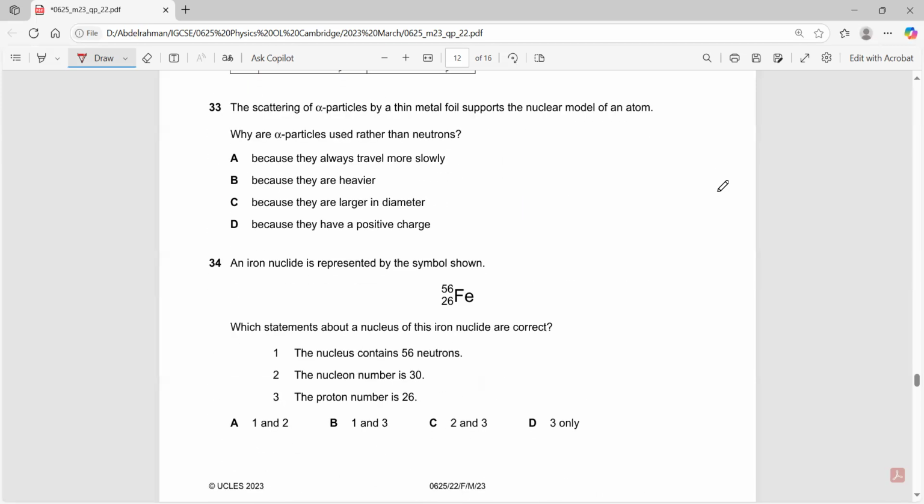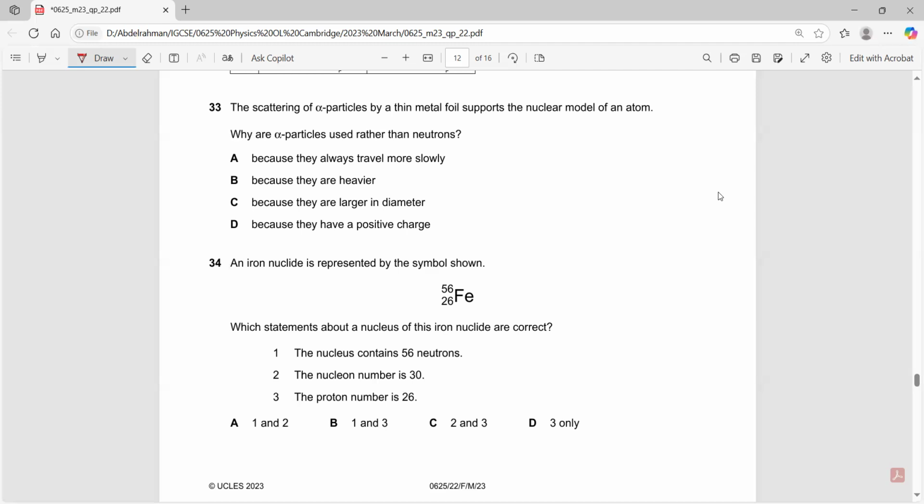The scattering of alpha particles by a thin metal foil supports the nuclear model of an atom. Why are alpha particles used rather than neutrons? They always travel more slowly. No, they are heavier. It is correct, but this is not the answer why we use alpha particles.